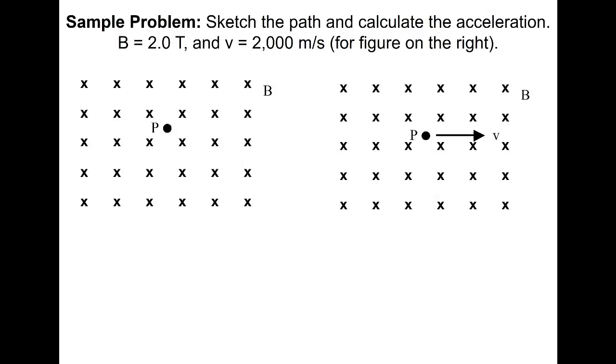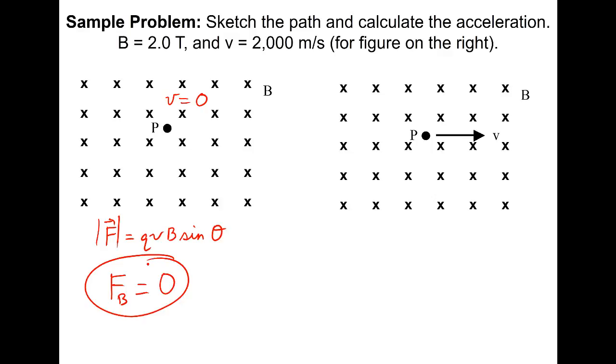So now we need to think about the magnitude and the direction. Okay, so first of all, we have that the magnitude of F is QVB sine theta. Okay, so again, it's a proton, but on the left, what's our velocity? Well, our velocity is 0, and here's the kicker for magnetic fields. Nothing happens unless you're moving through it. So if the velocity is 0, the magnetic force is also 0. Nothing happens. So that's really boring.